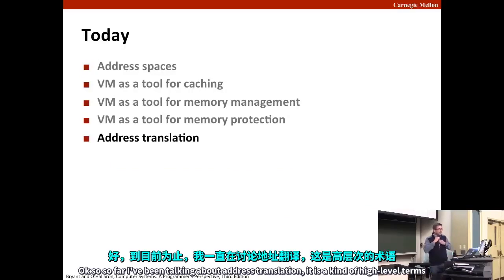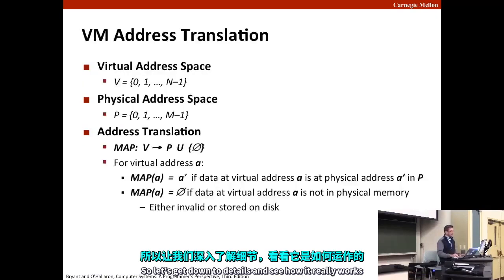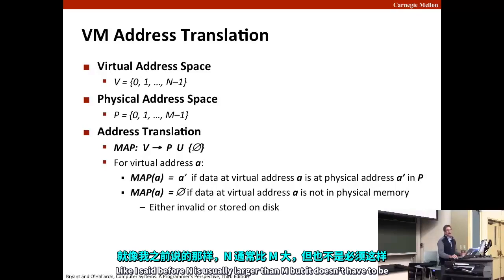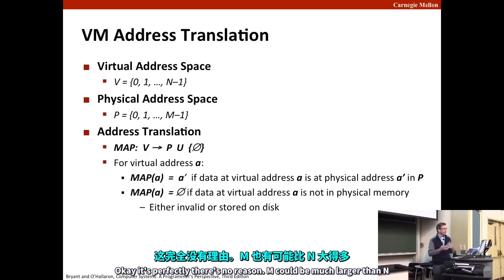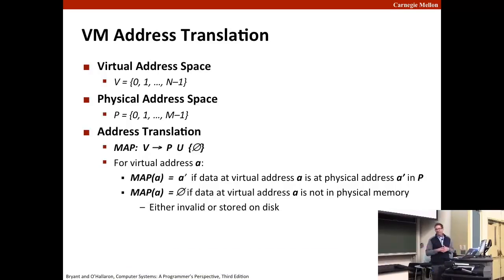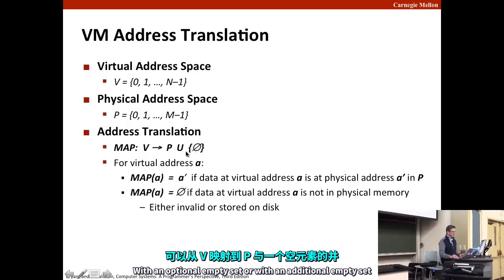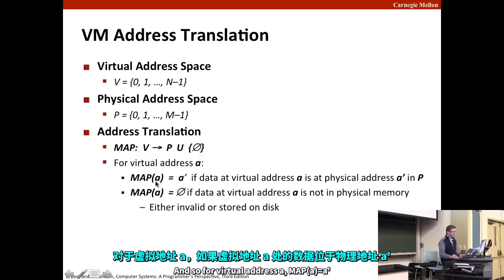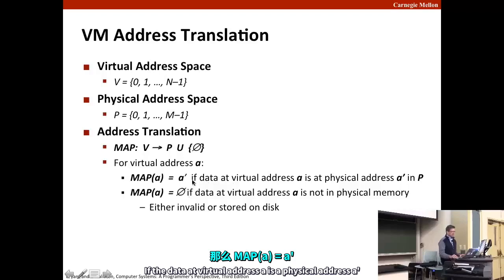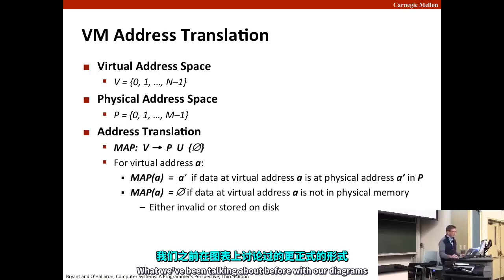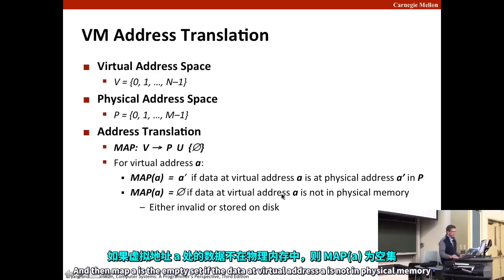So far I've been talking about address translation in high level terms. Let's get down to details and see how it really works. We're given a virtual address space of n elements and a physical address space of m elements. Like I said before, n is usually larger than m, but it doesn't have to be. There's no reason m couldn't be much larger than n, though it typically isn't. Given these two address spaces, we have a map function that maps from V to P with an additional empty set. For virtual address A, MAP(A) is equal to A prime if the data at virtual address A is at physical address A prime. That's just a more formal way to say what we've been talking about before with our diagrams. And MAP(A) is the empty set if the data at virtual address A is not in physical memory.